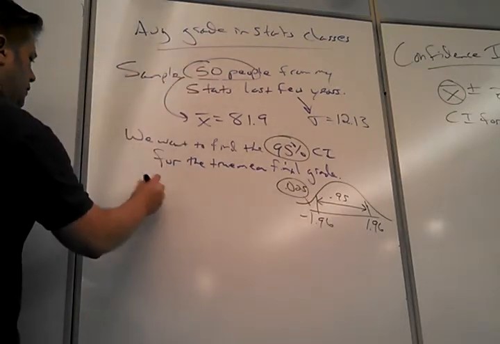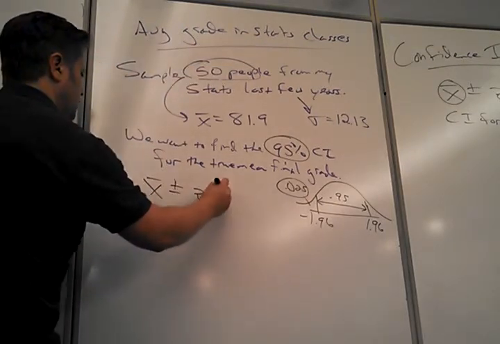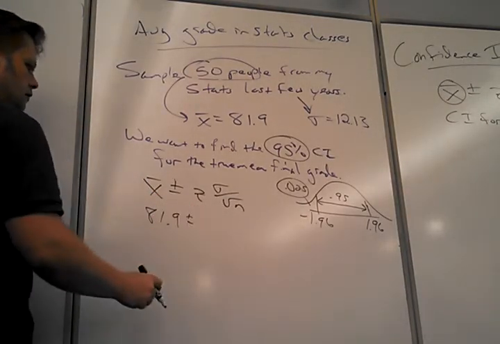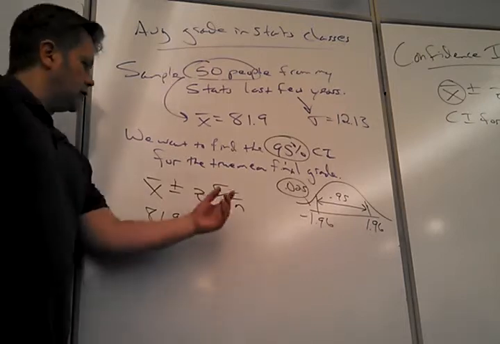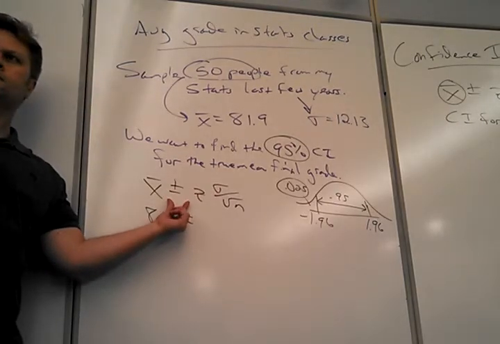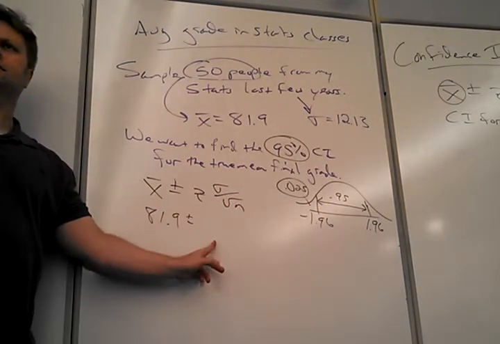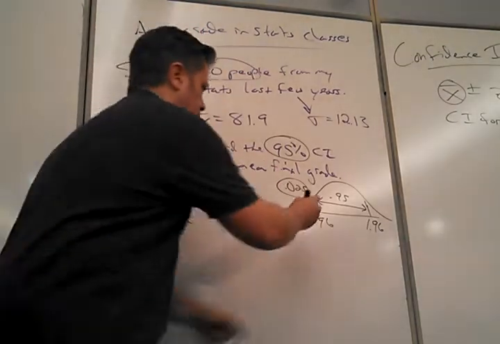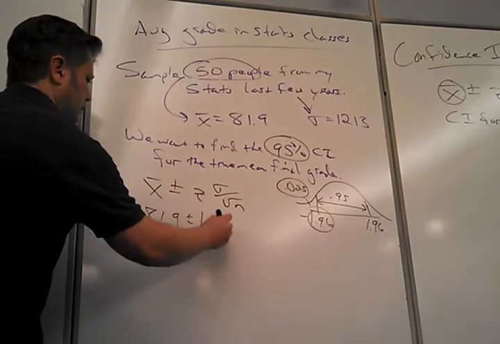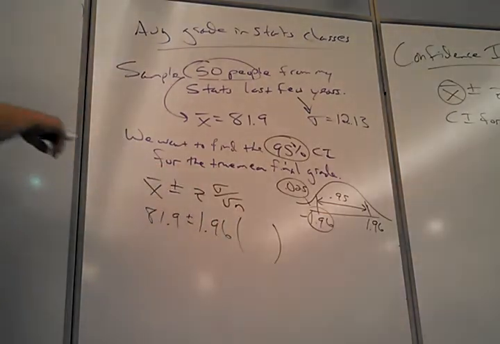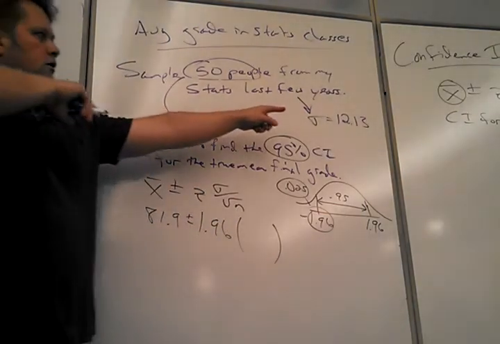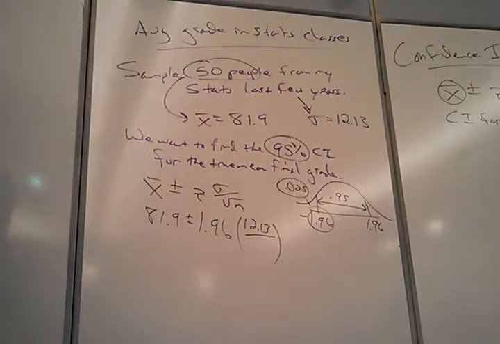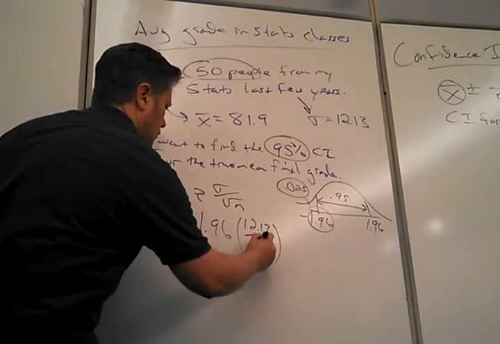What's X bar? So I got my formula here. What's X bar? 81.9. What's Z? 1.96. And do you see how the plus or minus is built in? Don't put it negative. That doesn't make any sense. The plus and minus is built in, the up and down. So all you really care about is the pure number. What's the standard deviation of the population? 12.13. And you got to divide that by the square root of 50, the population size. Cool, man.